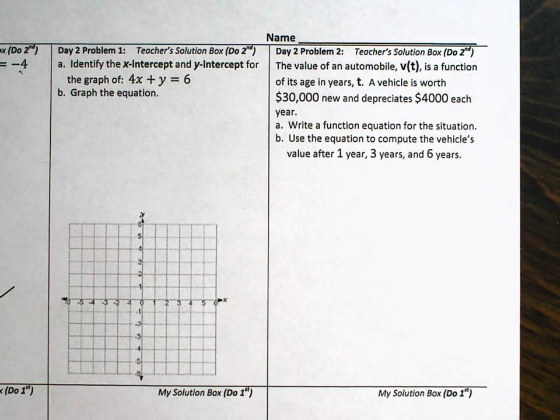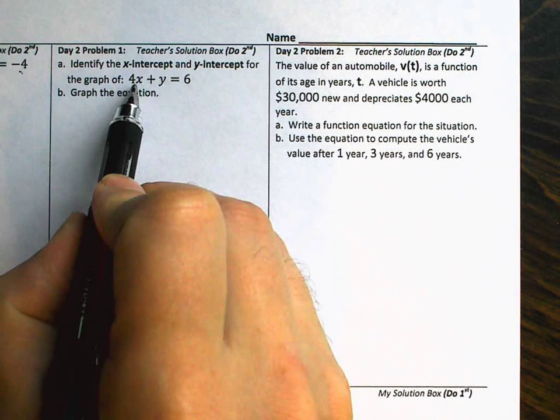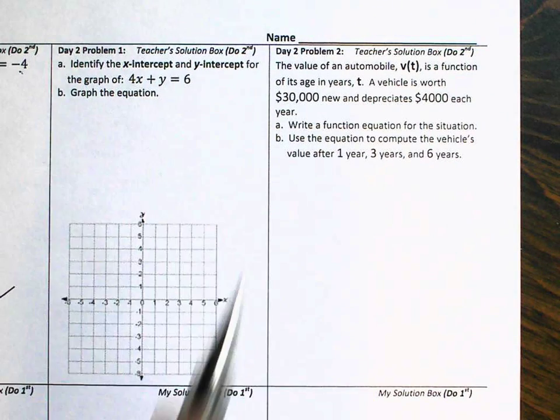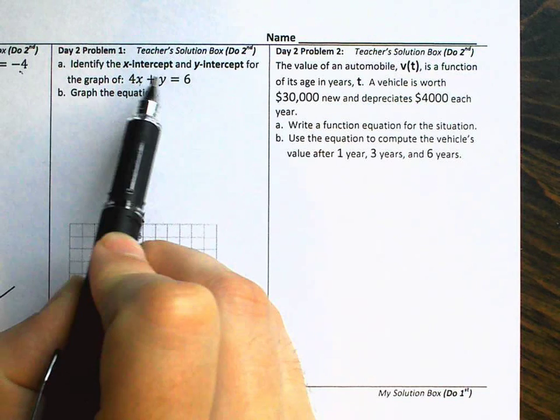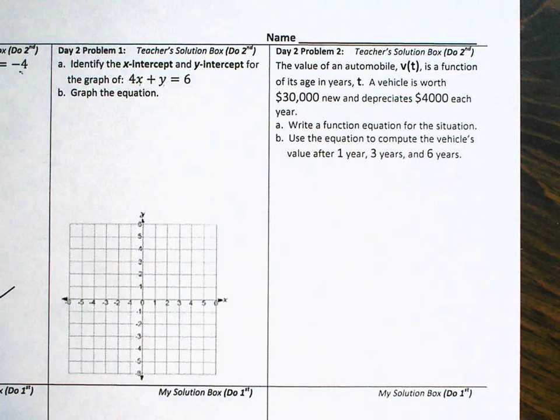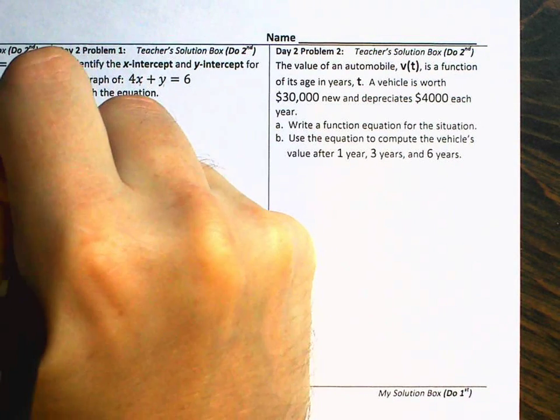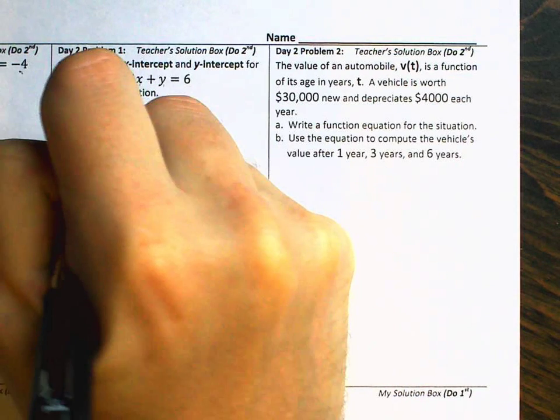Here is the solution to Day 2, Problem 1. Question A, identify the x-intercept and y-intercept for the graph of this linear equation. So where does the line cross the x-axis and where will the line cross the y-axis? Let's find the x-intercept first.